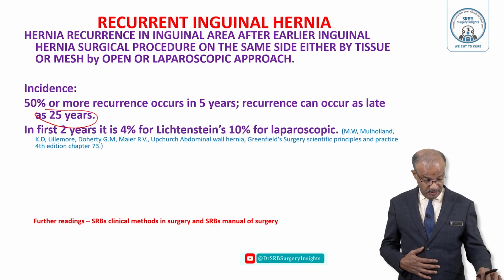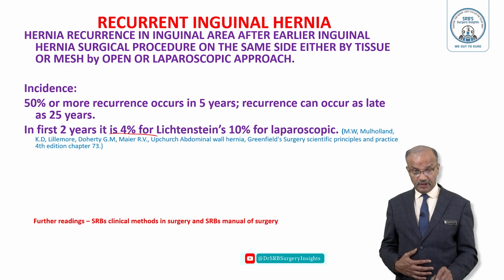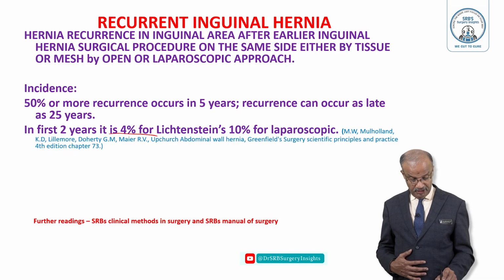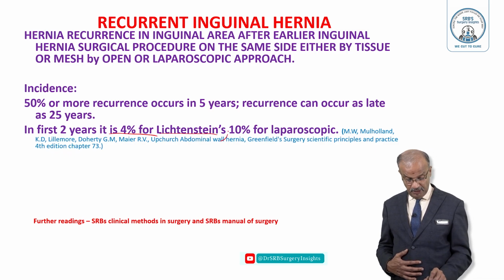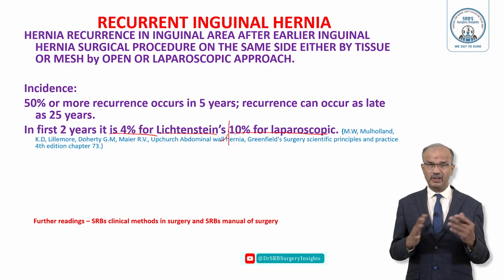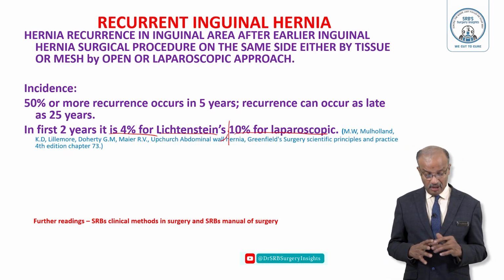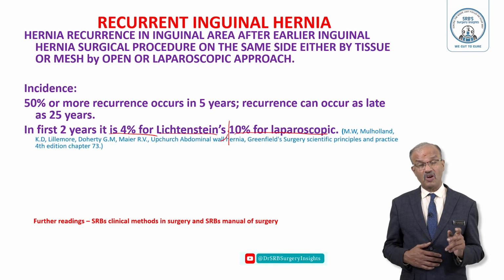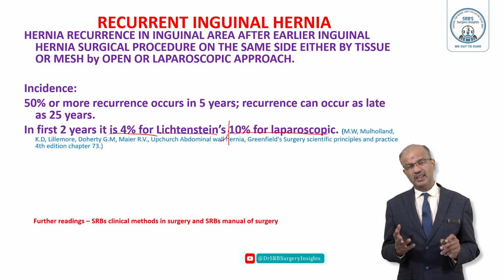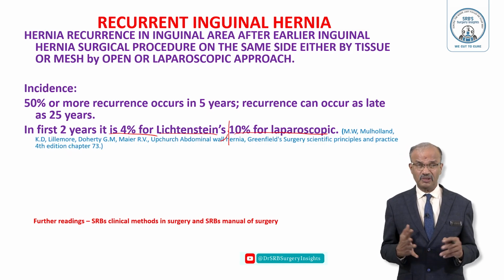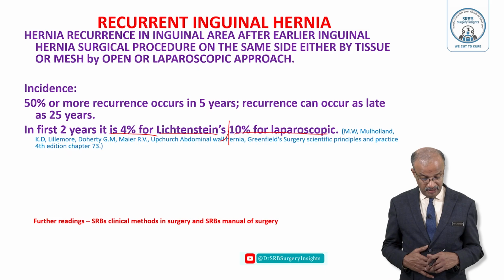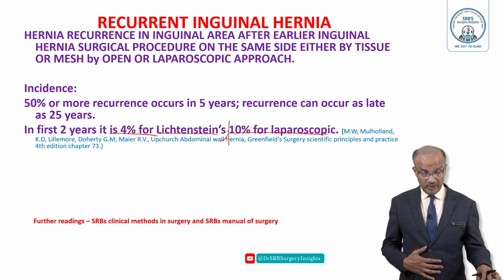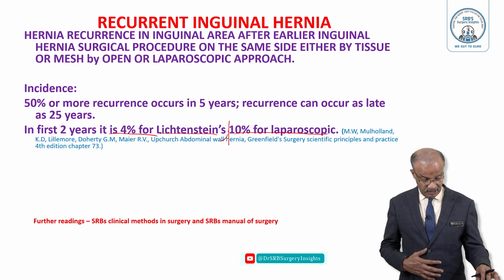In the first 2 years it is 4% for Lichtenstein's and 10% for laparoscopic. After that it is probably similar or variable. It is still more common with the laparoscopic approach, but the reason may be skill, improper placement of the mesh, or not fixing the mesh. There are many reasons. Incomplete dissection is also possible, or missing the sac as such.